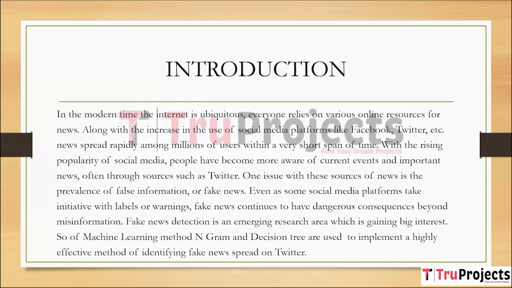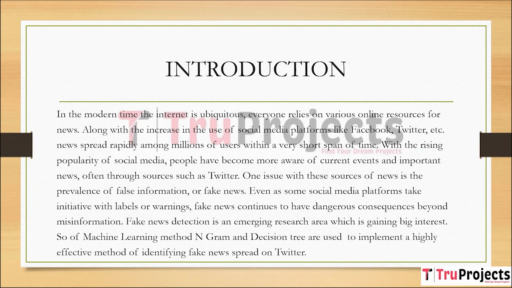Introduction. The internet is now pervasive and everyone relies on various online news sources for information. With the increased usage of social media platforms such as Facebook, Twitter, and others, news spreads quickly across millions of people in a relatively short period of time. People have become more aware of current events and significant news as social media has grown in prominence, frequently through outlets such as Twitter. One concern with these news sources is the predominance of incorrect information, sometimes known as fake news. There is even some social media disinformation also.